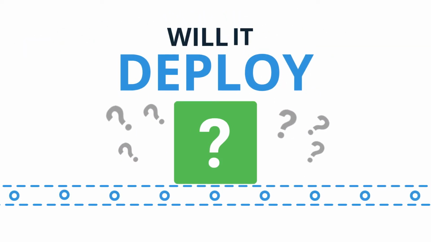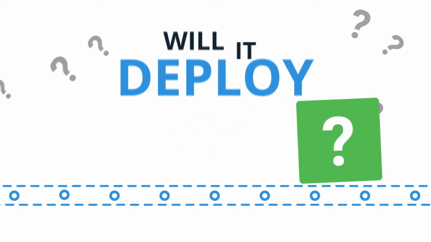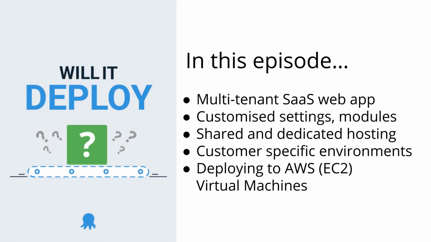Welcome to another Will It Deploy video where we try to automate the deployment of different technologies using Octopus Deploy. Today we're going to take a look at automating the deployment of a multi-tenant web app, deploying to AWS virtual machines running in their EC2 service. The app is a white-labeled software as a service web app that can be customized for different end customers. We need to be able to support customized features or modules for different customers, shared and dedicated hosting options, and unique environments for specific customers.